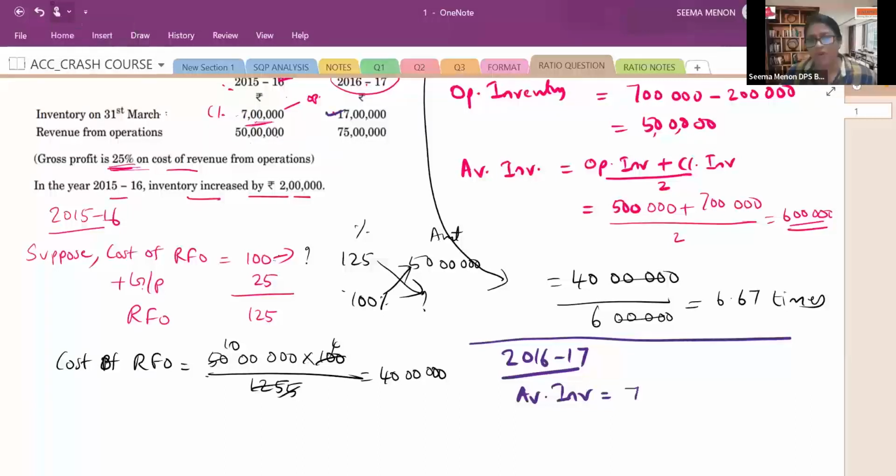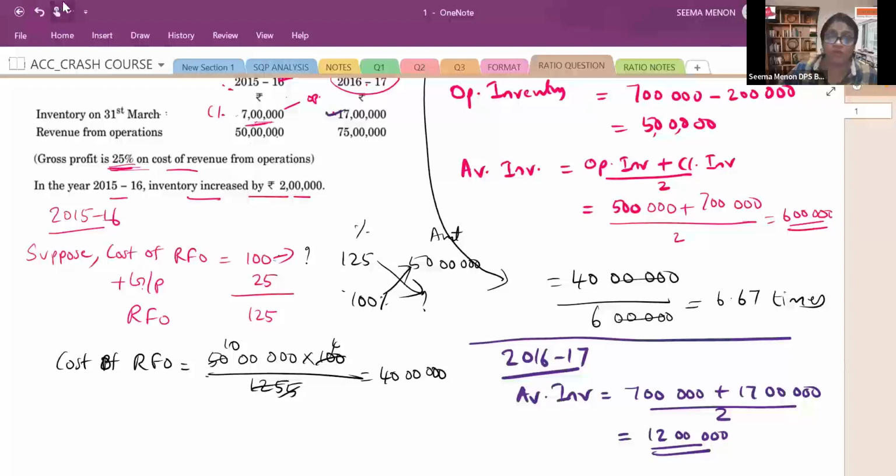So opening inventory 7 lakh. Last year's closing will be this year's opening. Plus 17 lakhs upon 2. That is 24 lakhs upon 2. That is 12 lakhs is the average inventory. Now what to find out? Now we have to find out for 2016-17, the gross profit ratio is given 25% only.